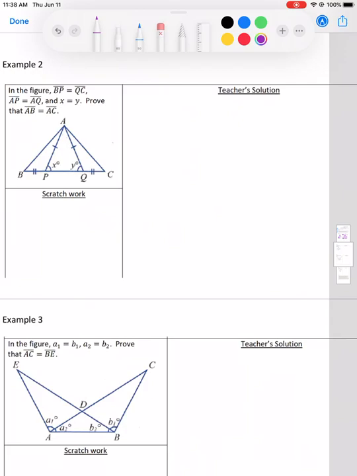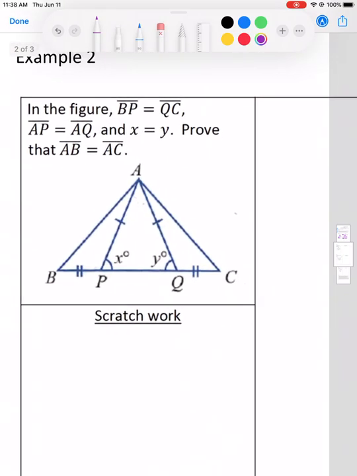Here we are in example number 2. Let's take a look at our figure and what we've been given. Sometimes we need to make some marks on our figure based off of what was given. In the figure, BP is equal to QC. Okay, so they've marked that with 2 marks here already.